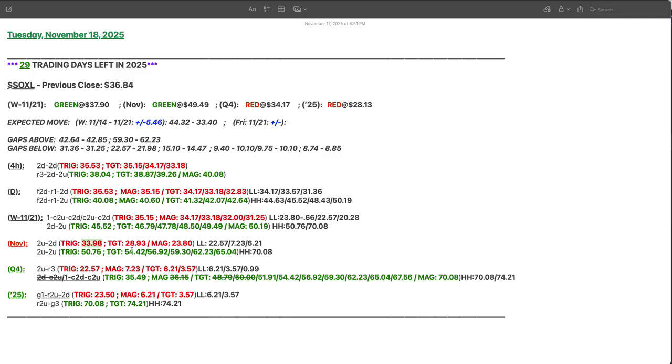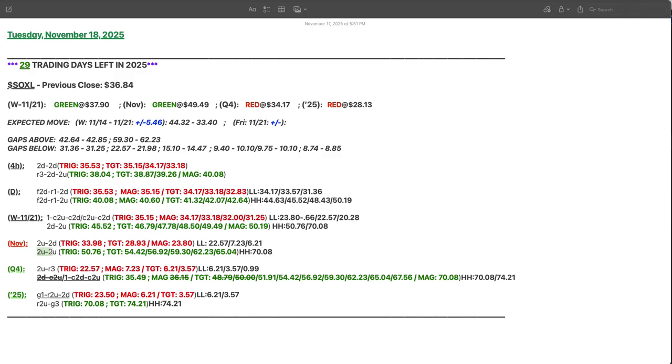If it does trigger at 33.98, we've got an intermediate target of 28.93, because the full move is to 23.80. That's a $10 move, right? I feel that even with a 1 hour, 4 hour, and daily downtrend, we don't have a weekly downtrend yet. So I would feel only responsible to put this possible intermediate target in on the way down to 23.80.